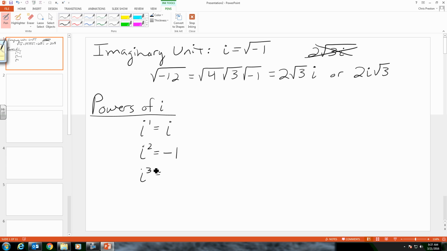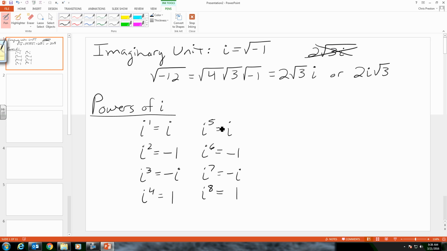I to the third, well, that's 2 i's times another I. -1 times I is -I. I to the fourth, well, that's 2 i's times 2 more i's, so -1 times -1 is +1. I to the fifth, well, that's 4 i's times 1 more I, so 1 times I is I. I to the sixth, that's 4 i's times 2 i's, 1 times -1 is -1. I to the seventh, that's 4 i's times 3 i's, so 1 times -I, -I. I to the eighth, that's 4 i's times 4 more i's, so 1 times 1 is 1.